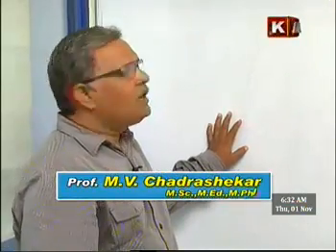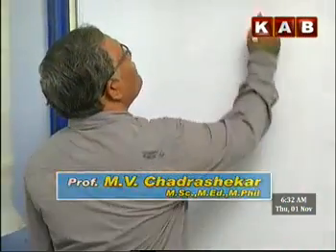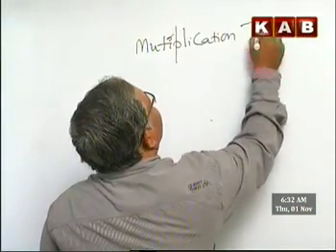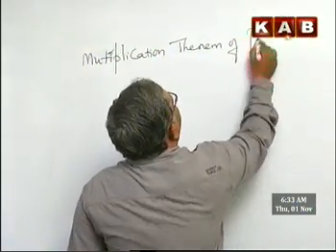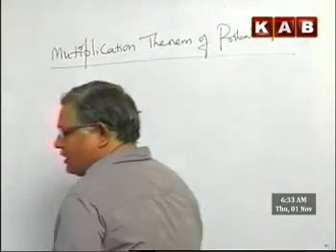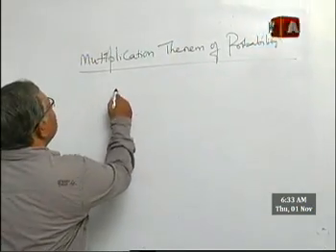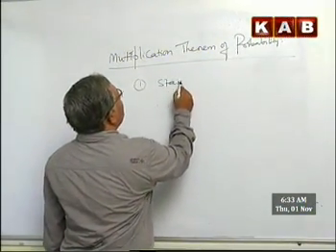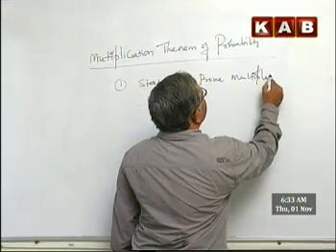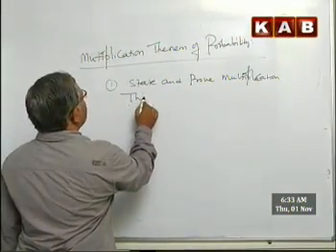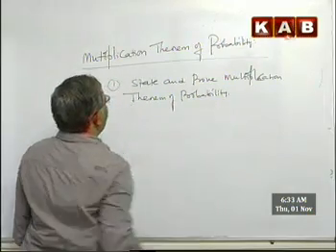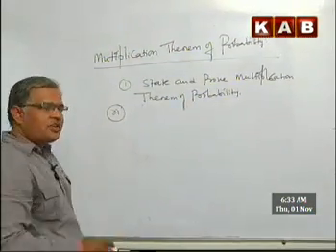Next we are taking up what is called the multiplication theorem of probability, which again can be asked as an essay question. The question can be given like this: state and prove multiplication theorem of probability. Or they may give the theorem statement itself.